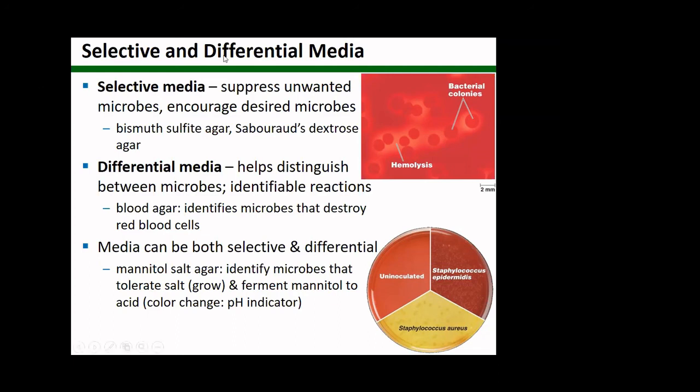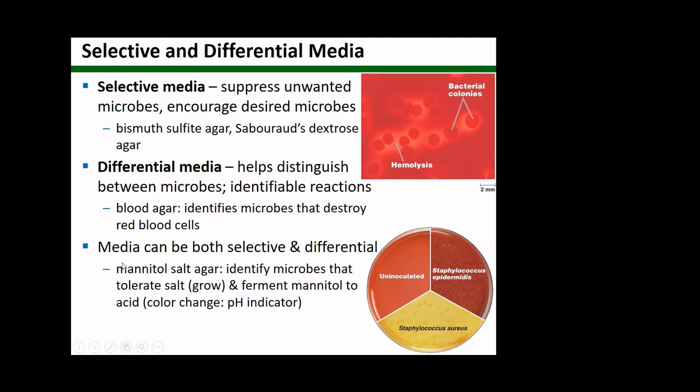Some media is selective in that it suppresses unwanted microbes, and it encourages, therefore, the microbes that you're looking for. Some media is differential, meaning that when you grow different species of bacteria on it, different species will be different colors. So it gives you something you can visually use to identify differences between species. And some media is both selective and differential.